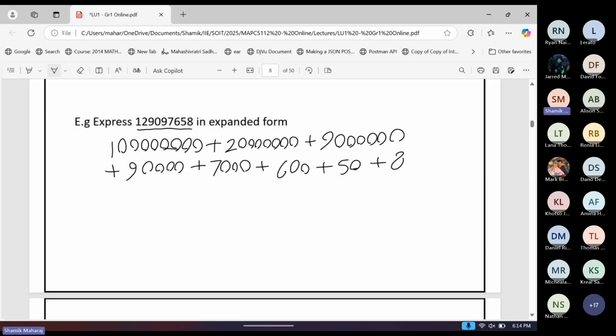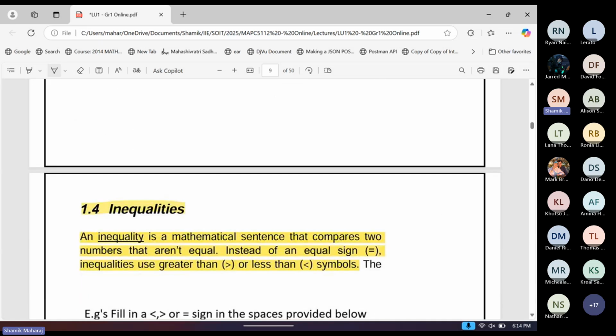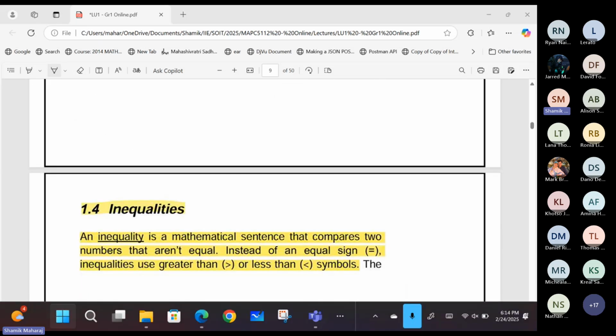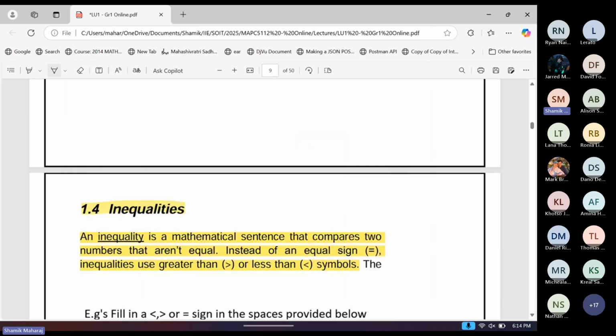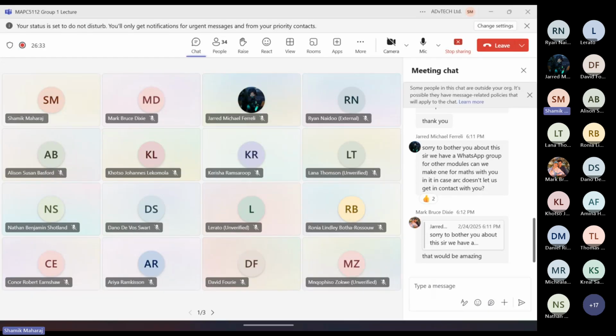If I lose anybody and you guys want me to repeat something, just catch me in the chat. Say something in the chat. I'll check it from time to time. Where is the thing? I've lost it already. Check the chat. Okay, so far everyone's good. Yeah, we can do that. We can get a WhatsApp group going.